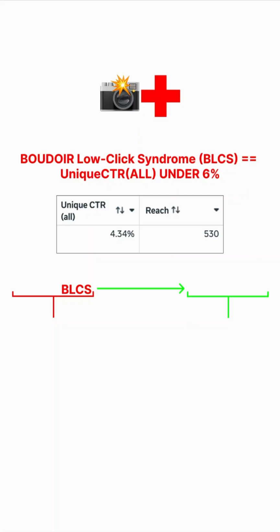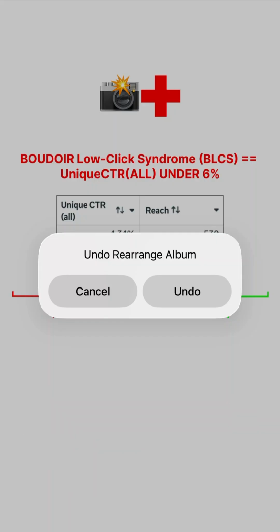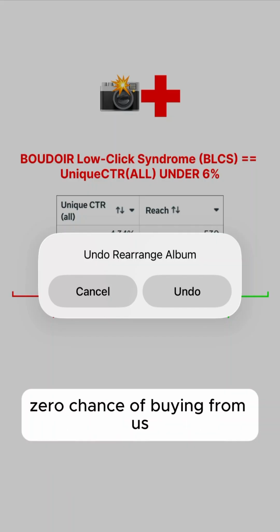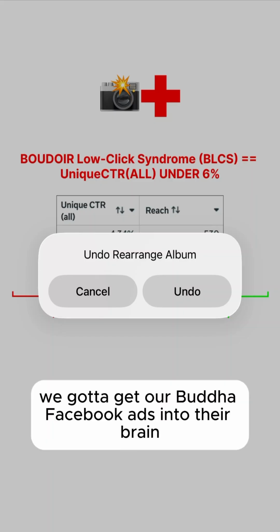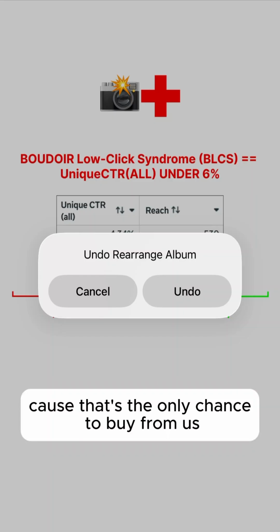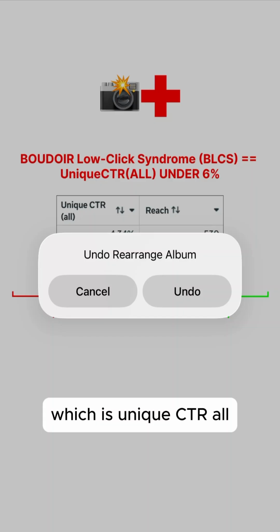And that means fewer than 6 out of 100 women that are seeing our ad actually have a non-zero chance of buying from us. So we gotta get our Boudoir Facebook ads into their brain, because that's the only chance they'll buy from us. That means we gotta have them click somewhere on it instead of simply scrolling on by, which is unique CTR all.